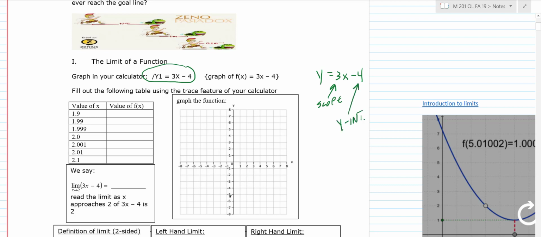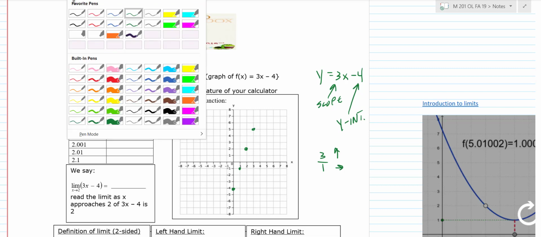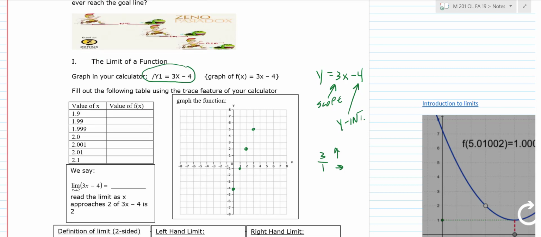The way we'd do that is put a dot on the y-intercept at -4. We have a slope of 3 over 1, so we go up 3 and to the right 1. I'll go from the intercept up 3, right 1, repeat that a few times, and then sketch in that line. Then we're going to do something on our calculator to begin to develop this idea of a limit.